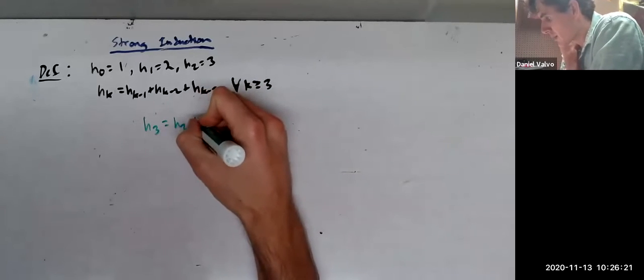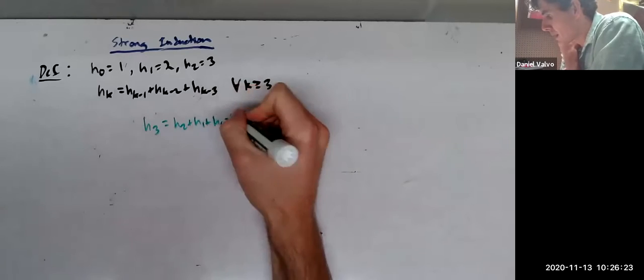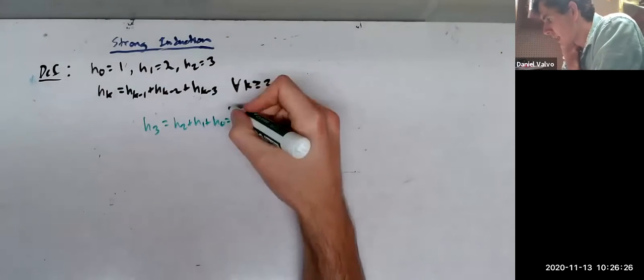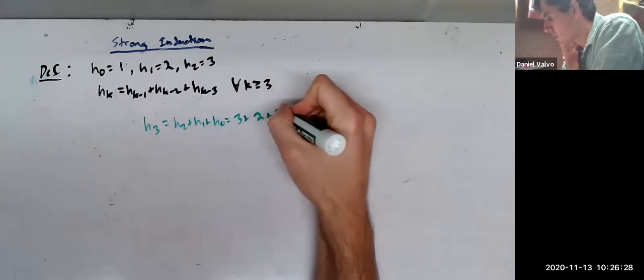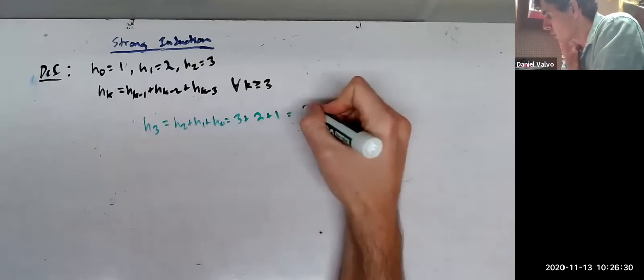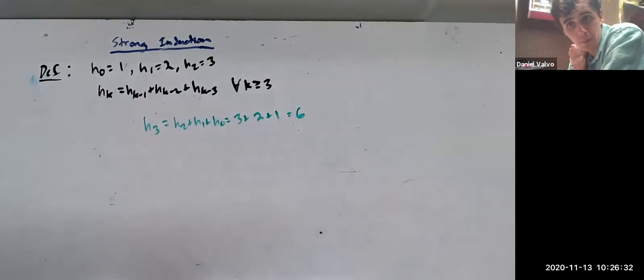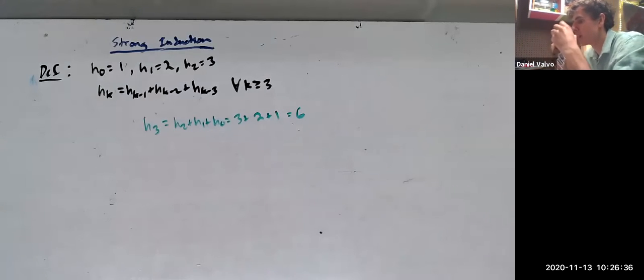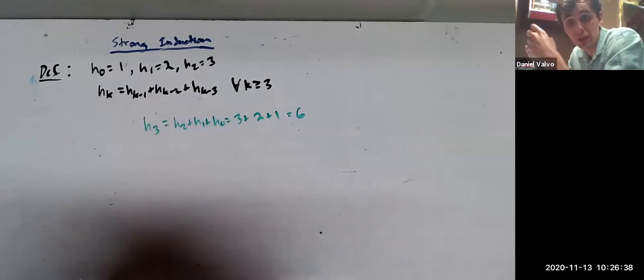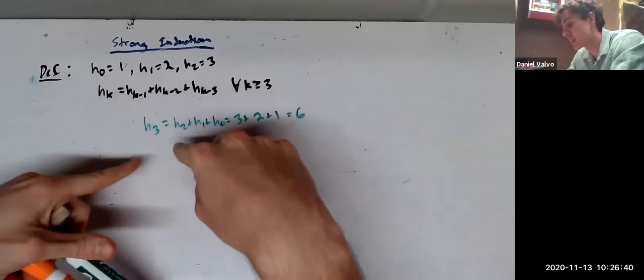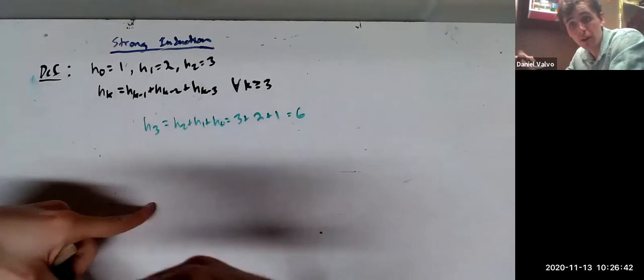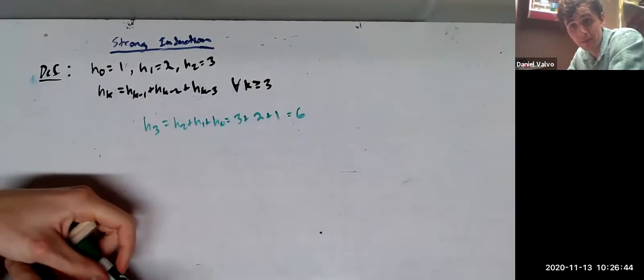That would be H of 2 plus H of 1 plus H of 0, which in our case, H of 2 is 3, H of 1 is 2, H of 0 is 1. 3 plus 2 plus 1 is 6. So that is what H of 3 is. And then we do the same thing to calculate H of 4, H of 5, on and on out to infinity.